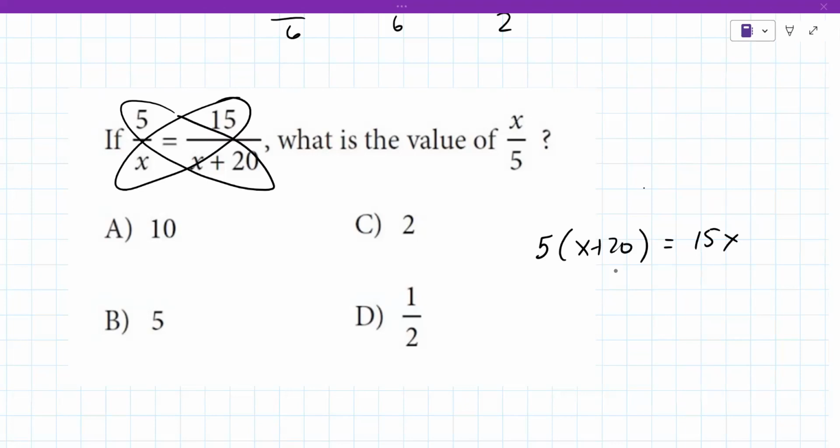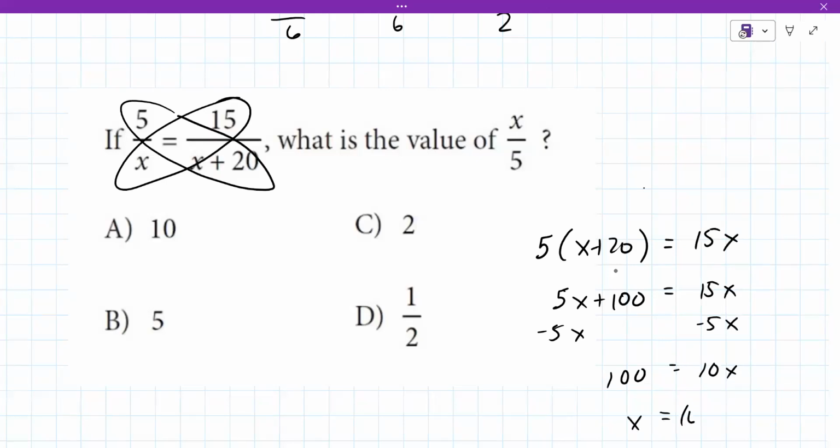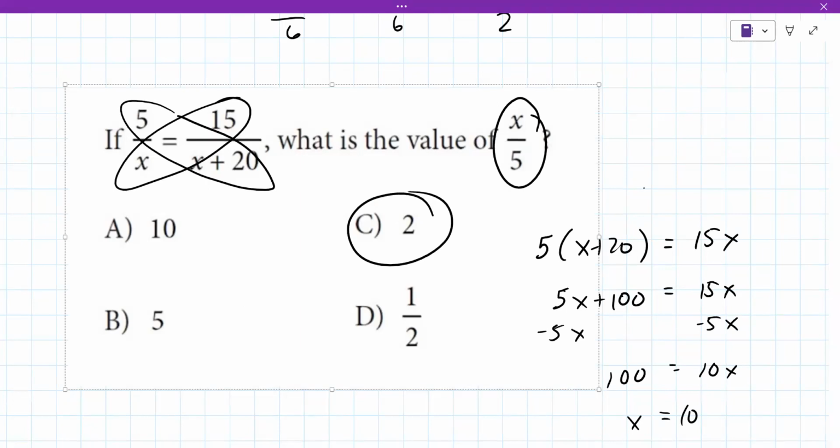So let's take a look. 5x plus 100 equals 15x. Subtract 5x from both sides. 100 equals 10x. So x equals 10. And then because we're taking 10 and dividing it by 5, yes, it is 2. Good. Okay.